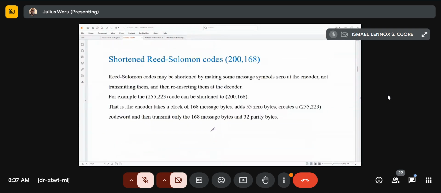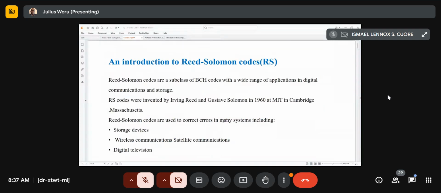I think we have had our 5 minutes. We had more than that. So we are going to look at a group of codes which are BCH. They are binary, non-binary BCH codes. We say they are a subclass of BCH code with a wide range of applications in digital communication and storage.